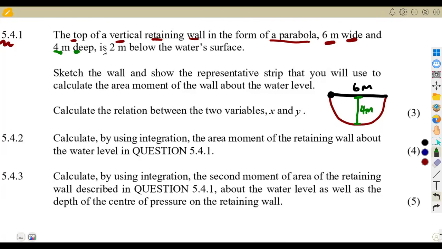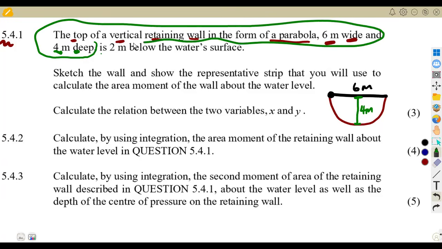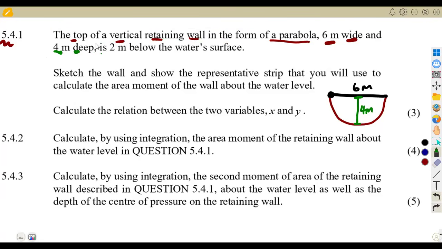Now, the most important part. All this part that we have been reading about the tank did not end there. They are giving us a comma to mean it's a continuation of the retaining wall that we had. It is 2 meters below the water surface. So this tank that we see here is 2 meters below.